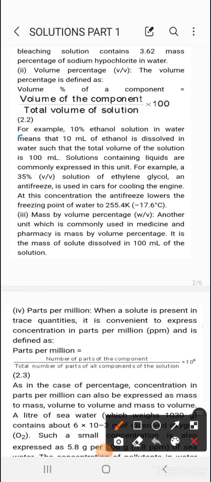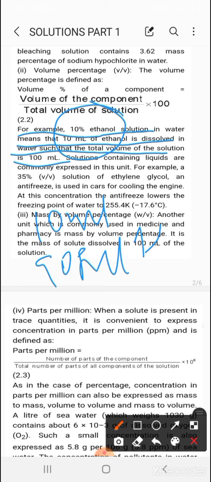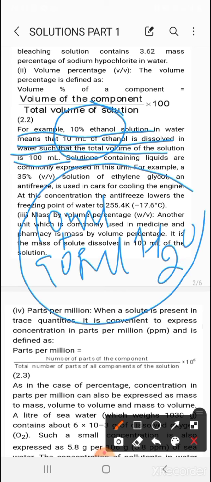Now for example, 10% ethanol solution in water means 10 ml of ethanol dissolved in water such that the total volume of the solution is 100 ml. So 10% ethanol means 10 ml ethanol and 90 ml of water, because the total volume of the solution is 100 ml. So your total volume of the solution should be 100 ml, and your solute and solvent individually should be less than 100. So 10% ethanol means 10 ml ethanol and 90 ml water.